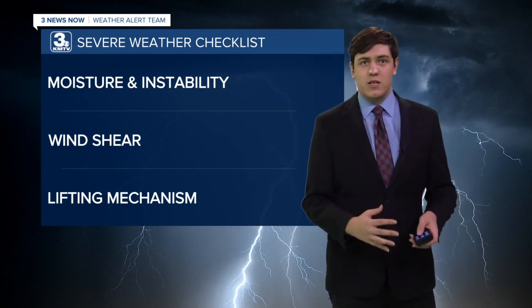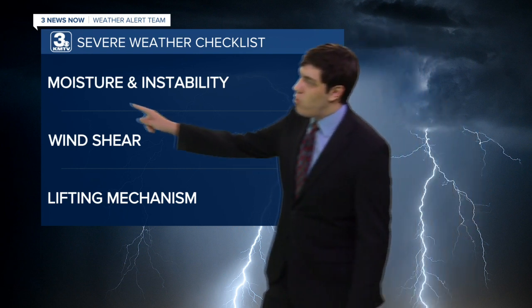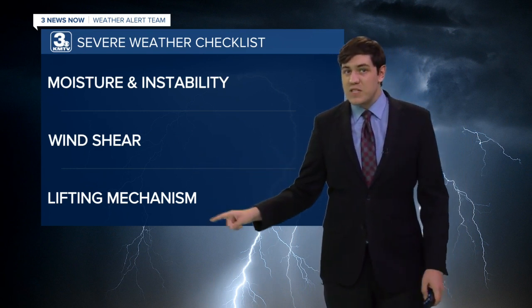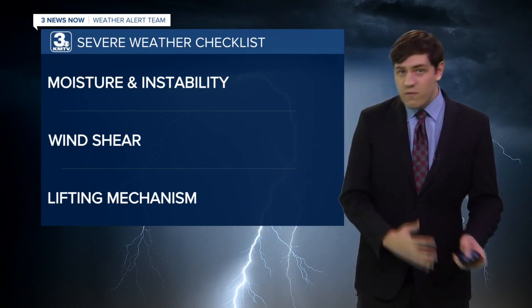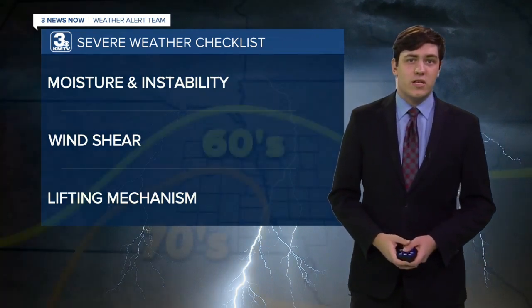These are the four things that we need for severe weather to get going in any part of the country. You need moisture and instability, you need wind shear, and you need a lifting mechanism. And we'll see if all four of those were in place on Easter Sunday in 1913.